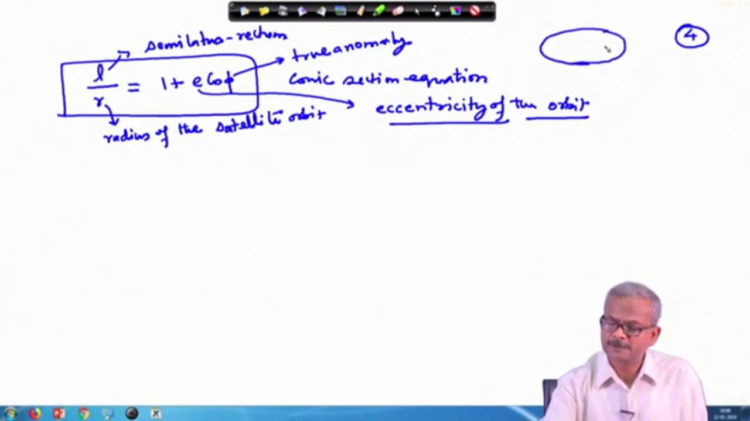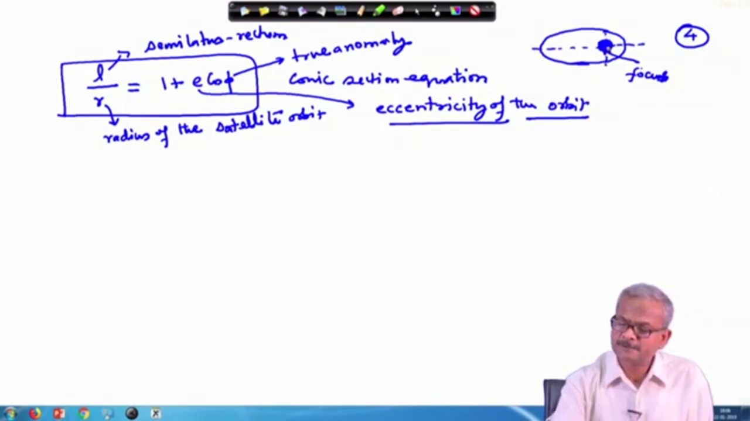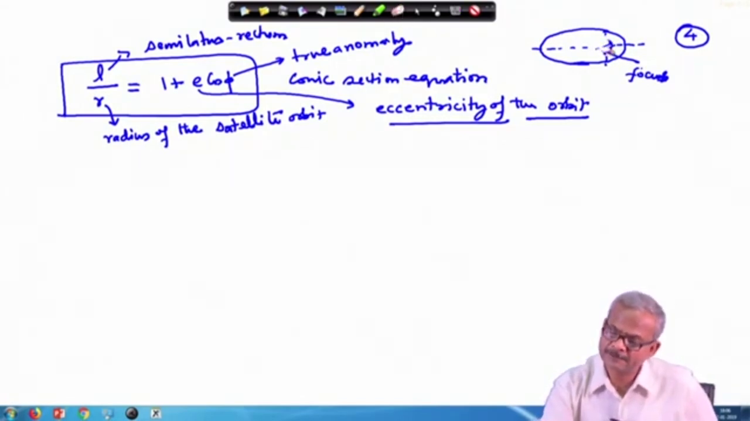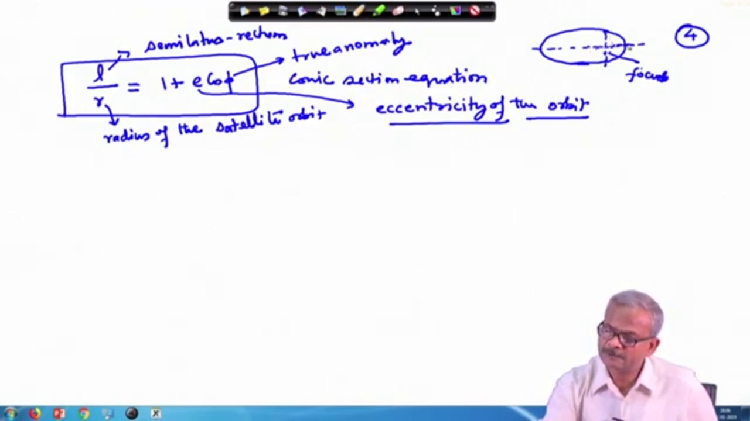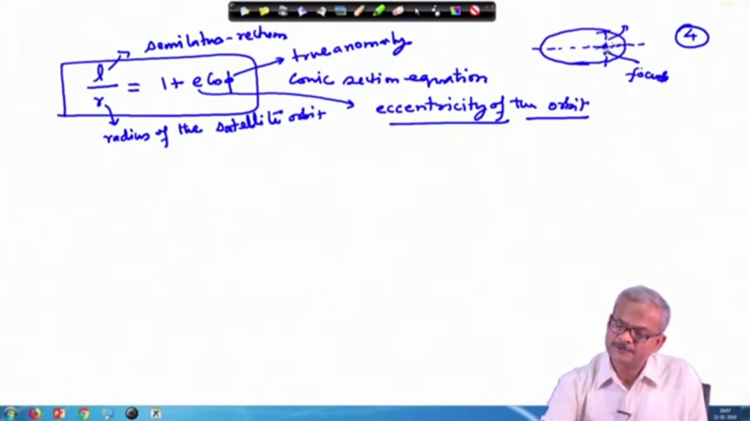Elliptical orbit, how does it look? Something like this. Here, this is the focus. So, your earth is situated here, and as we have already discussed, this will be considered a point mass. If earth is assumed to be circular and of uniform density, then we can assume the earth mass to be concentrated at a point at the focus, and then your satellite is moving in this orbit. So, this part is L, what we have written here.